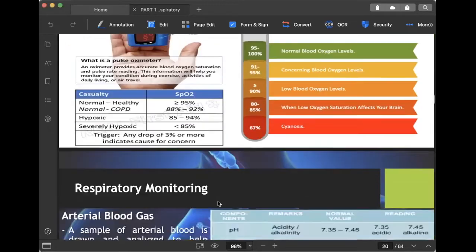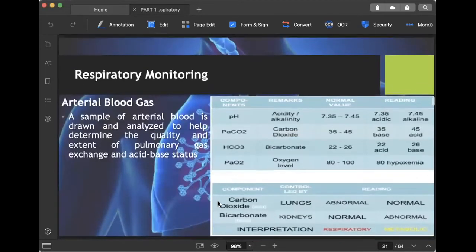Okay, now let's go here. One of the important things that you're going to learn in your emergency room or in the medical unit or in the ICU is your ABG analysis, or your arterial blood gas. A sample of arterial blood is drawn and analyzed to help determine the quality and extent of your pulmonary gas exchange and your acid-base status.